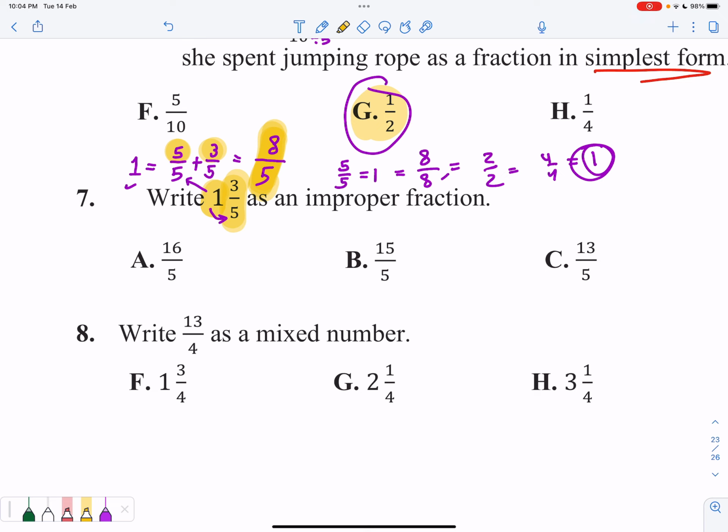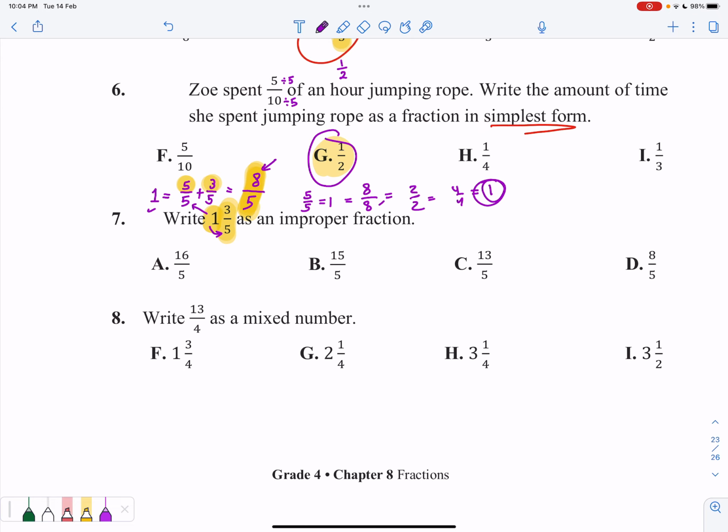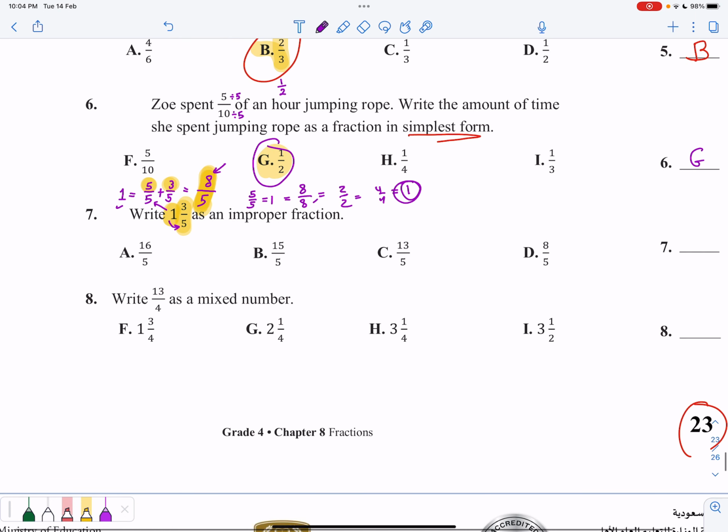You can tell when you have the greater number at the top. Because 8 is greater than the 5 and it is at the top, yes, we call that an improper fraction. And here it is, the correct answer, which is answer D.